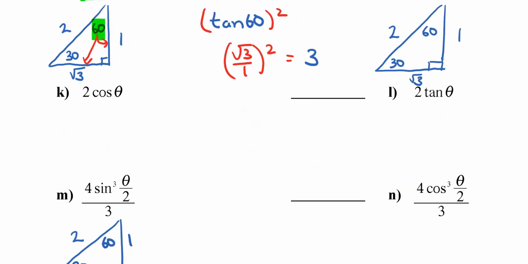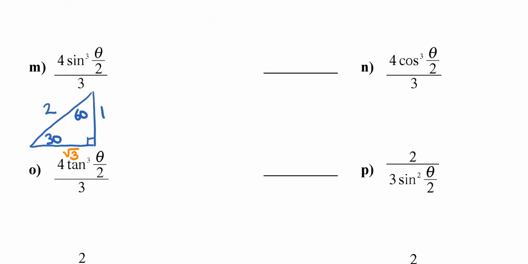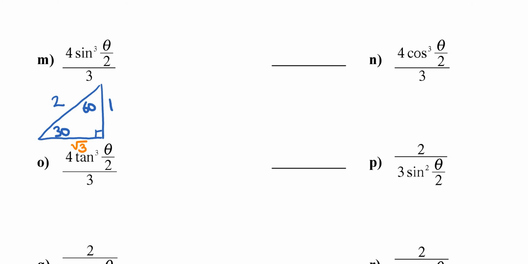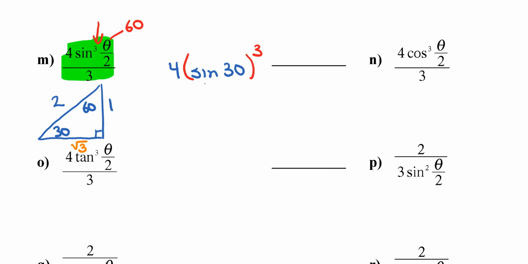Okay, so move on to letter M here. This is the last one I'll do for question 3 here. So I have 4 sine cubed of theta divided by 2, all divided by 3. So it's a big question here. And I know theta is going to be 60 degrees. So 60 divided by 2 is 30. So this is the same thing as 4 times sine of 30 degrees, and because I have a 3 here, all of this is being raised to the power 3. And then I divide the whole thing by 3 there.